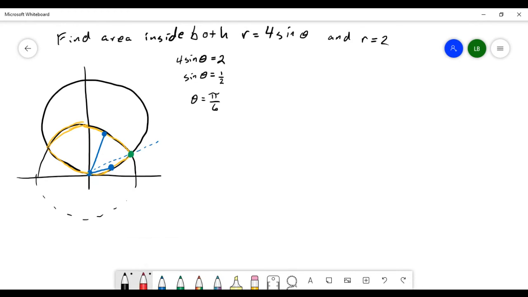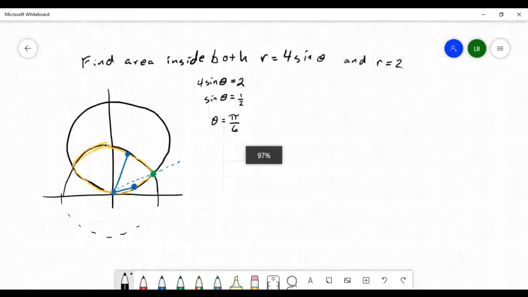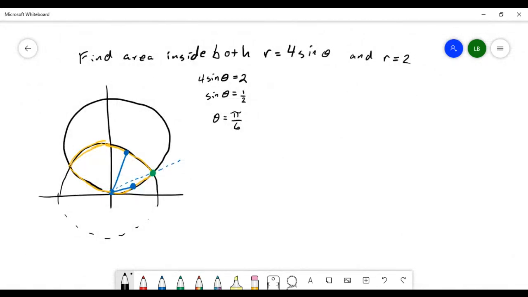Now, for any angle less than pi over 6, we would have a line similar to this first blue line right here, where we're running into our equation r is equal to 4 sine theta. So from the angle 0 up to pi over 6, we want to be integrating 4 sine theta. And then from pi over 6 up to, well, in this case, I'm going to be chopping our region in half again because we know it's symmetric. So we're looking at just that red portion and then we'll double it. So then from pi over 6 up to pi over 2 right here, the other boundary of the region, we would want to be integrating r is equal to 2 because that's the curve that we're running into.